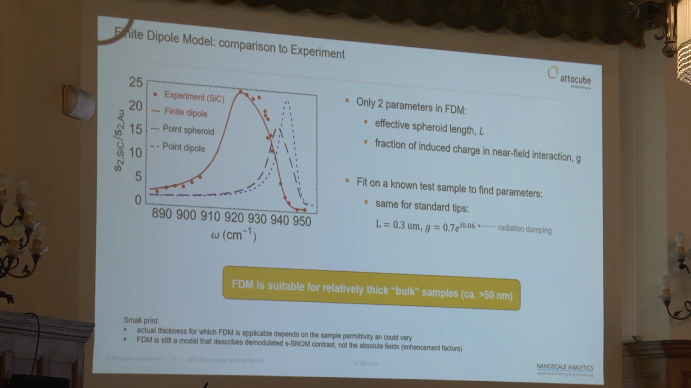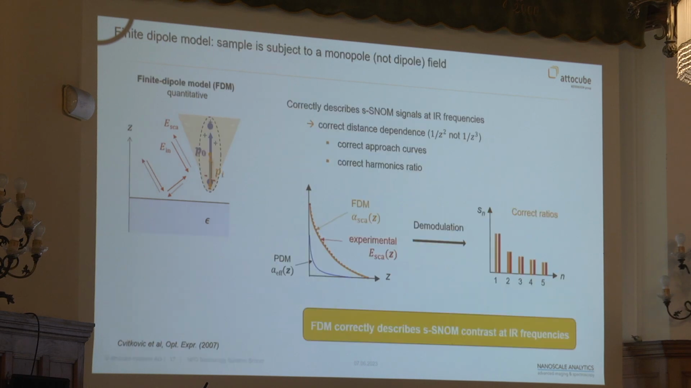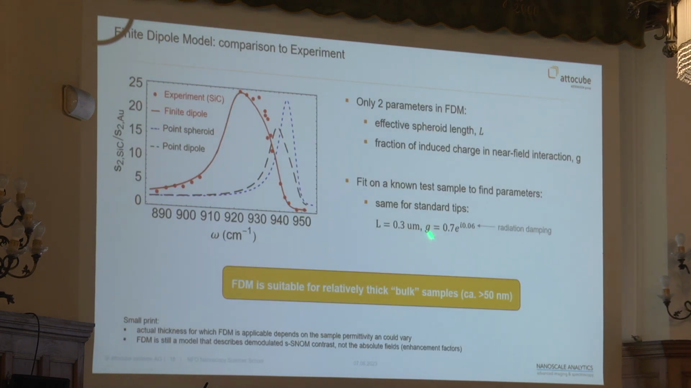So let me go back a couple of steps and explain what I mean. Remember, this is an effective charge. It's not the full charge induced along the spheroid, because a lot of it is outside of the near-field zone. It's an effective charge. And essentially, this parameter g tells you that it's not the full induced charge, but only 70% actually, which participates in the near-field interaction.